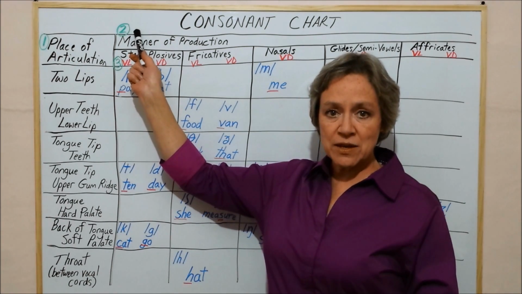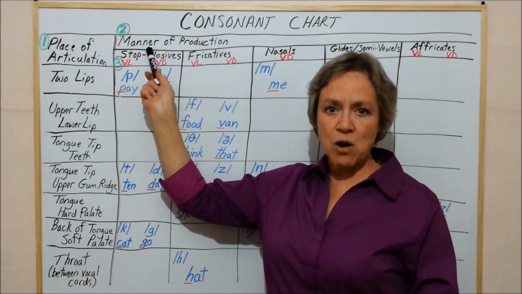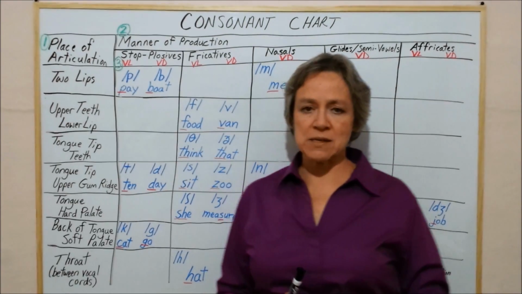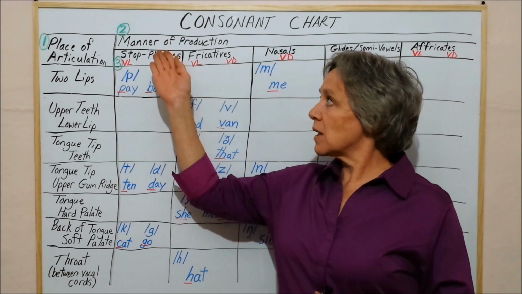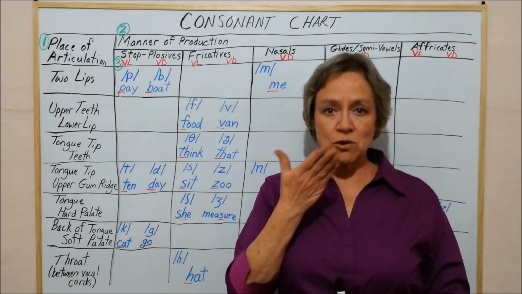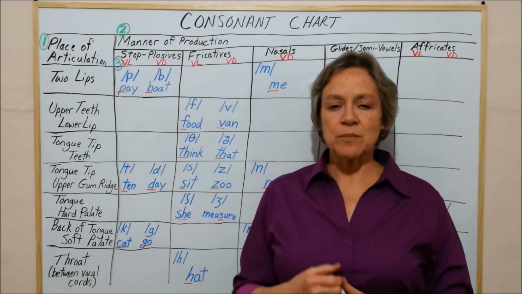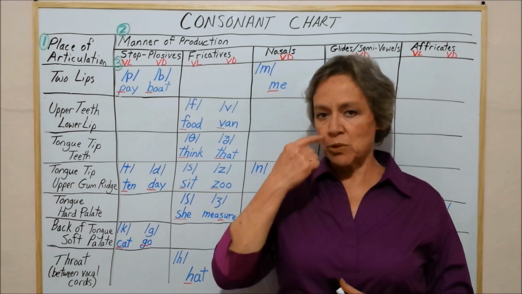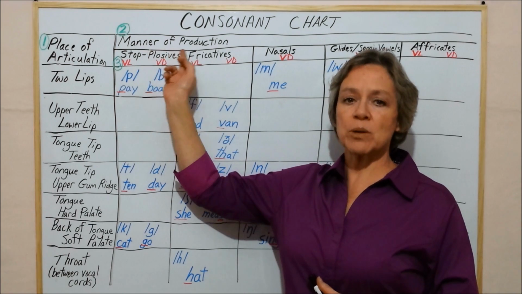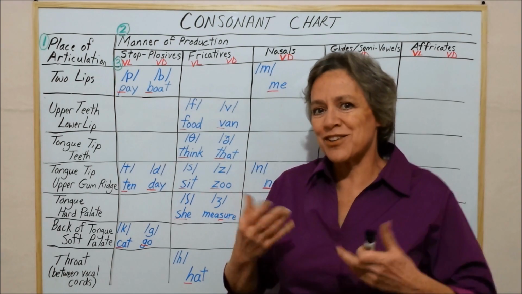Number 2, the second thing to keep in mind is manner of production. Manner means how. Production means to produce or to make. So how are we making the sound? How are we blocking the air? Are we completely blocking the flow of air in our mouth? Are we partially blocking it? Are we letting the air continue out for a while? Are we putting it through our nose? So manner of production means how we are producing the sound, how we are forcing the air out of our mouth or out of our lungs.